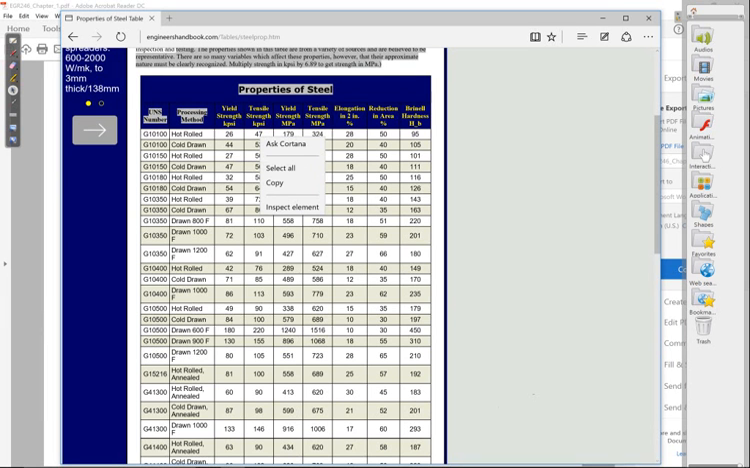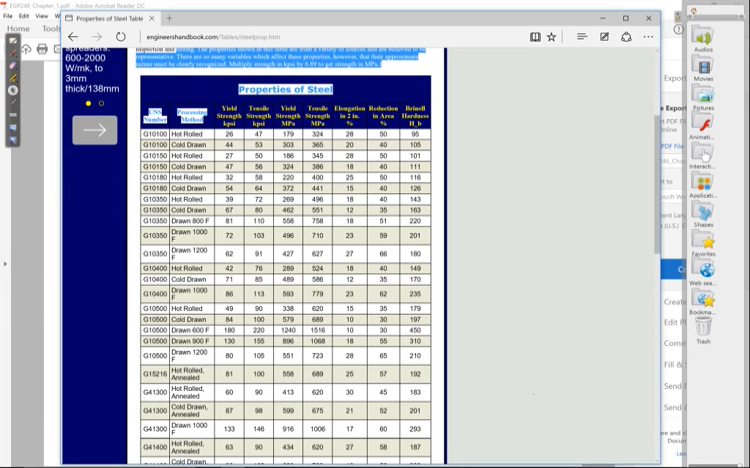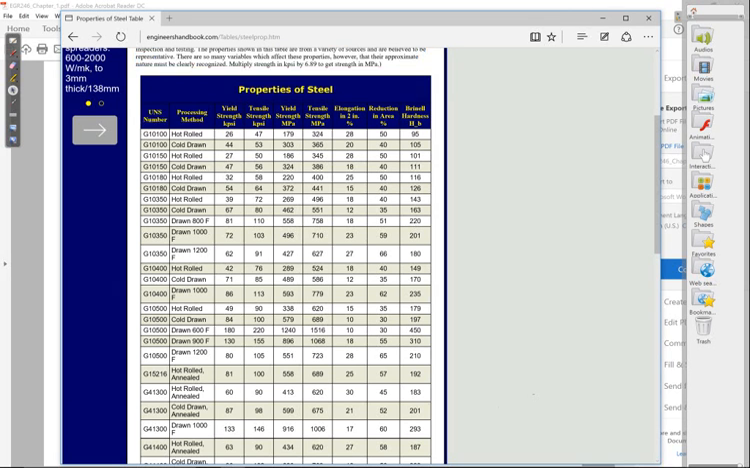These are values that are given in both US units and SI units. Let me explain these. Yield strength is something that we're going to get into a little later on. But that tensile strength value is extremely, extremely important. What these values are is the stress at which that particular steel is going to break. If you take a look at that hot rolled steel in the first row, you see that its tensile strength is 47 ksi or 324 megapascals.